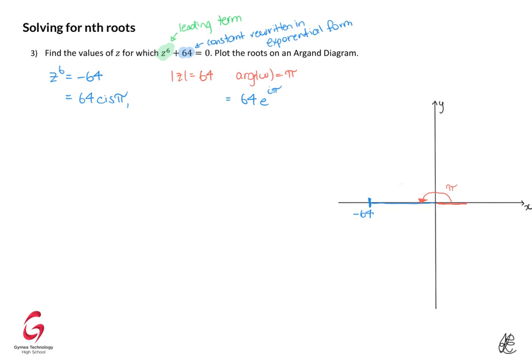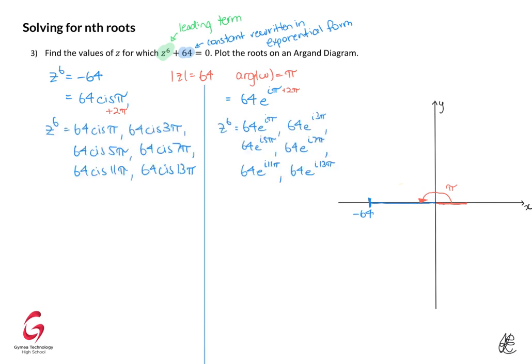And then we know that we need to add lots of 2 pi, or a full revolution, 5 more times onto these values to generate the right number of roots. So we can see that that generates these 6 solutions here. So 64 cis pi, 64 cis 3 pi when you add 2 pi onto that already existing pi, then 5 pi, then 7 pi, and so on.